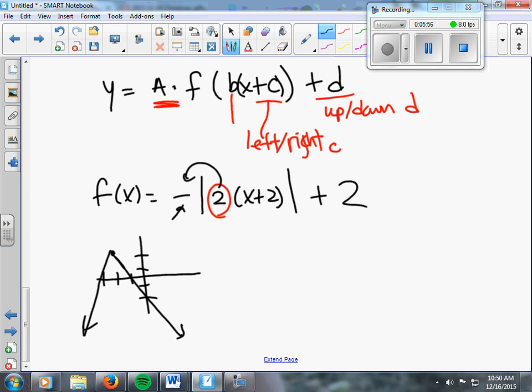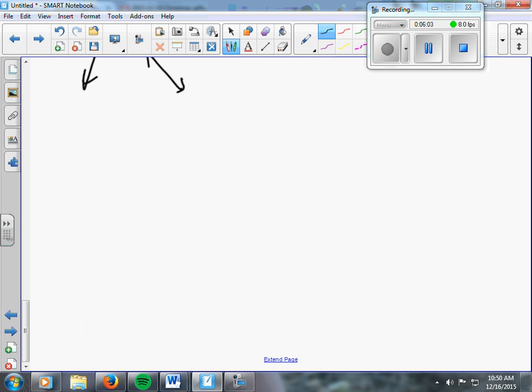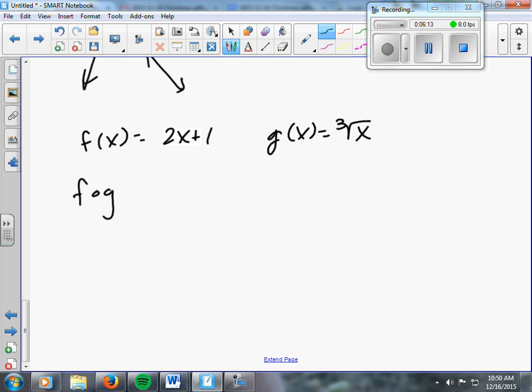Makes the slope 2. Okay, and combinations of functions. For combinations of functions, you will be given two functions, say f equals 2x plus 1, and g equals cube root of x. What is f of g?